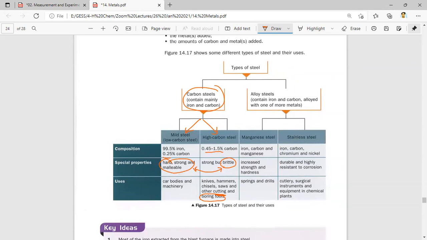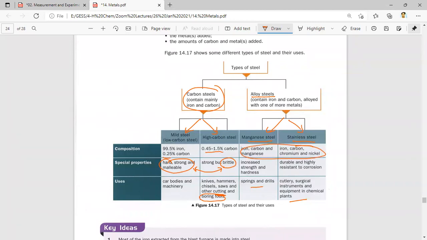What other types of steel can you get? You can get the alloy steel. So there's carbon steel, there's alloy steel. Alloy steel has two types that you are going to go more in depth into. So there's the manganese steel and there's the stainless steel. So take note of what they are being used for, and what their composition is.